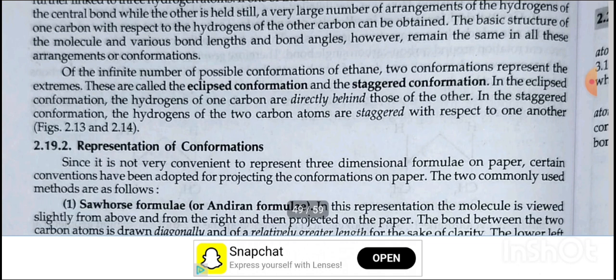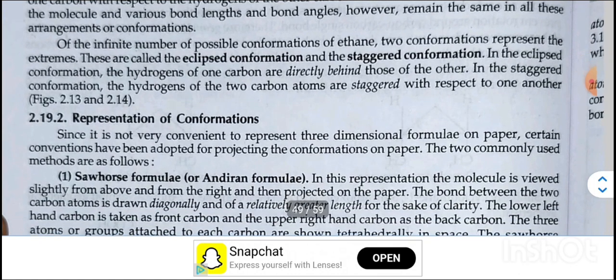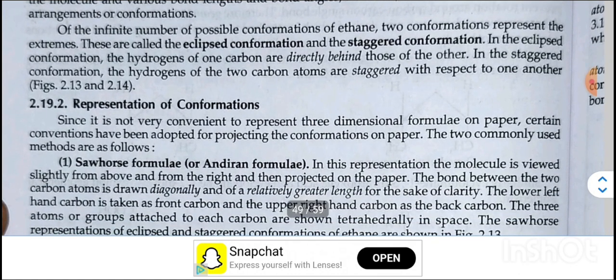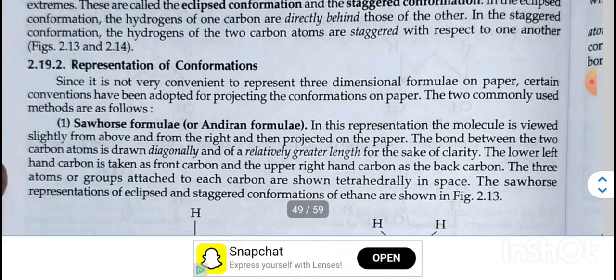In the eclipsed conformation, the hydrogens of one carbon atom are directly behind those of the other. In the staggered conformation, the hydrogens of the two carbon atoms are staggered with respect to each other. Representation of conformation.